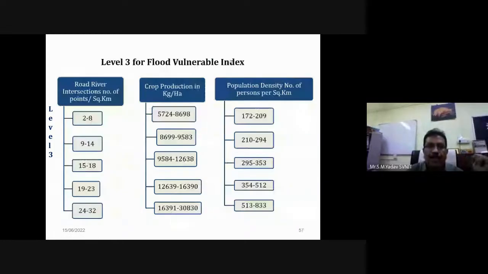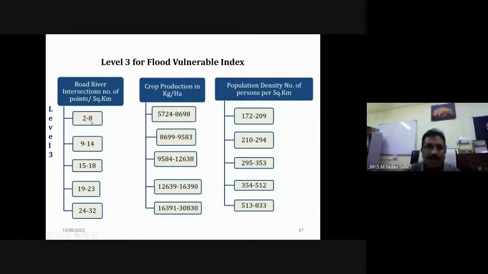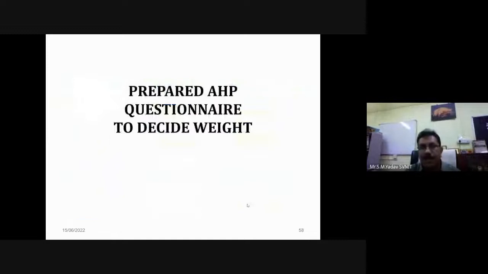Similarly, we will do it for flood vulnerable index. In case of flood vulnerable index, road river intersection, number of points per square kilometer, has again been further sub classified into 1, 2, 3, 4, and 5 groups. Crop production, again 1, 2, 3, 4, and 5 groups, and population density also further sub classified into 5 groups. Once you have all these groups, we need to prepare an AHP questionnaire to decide weight.